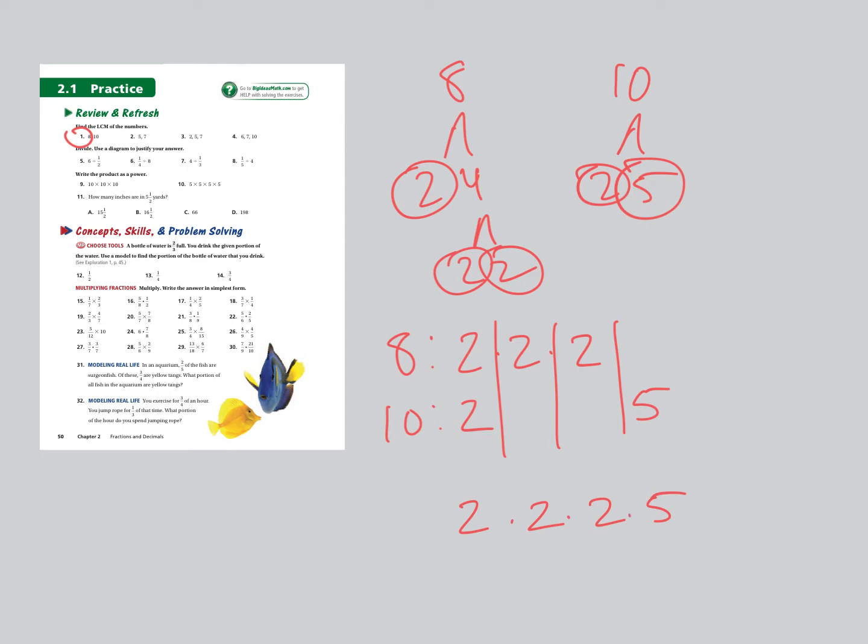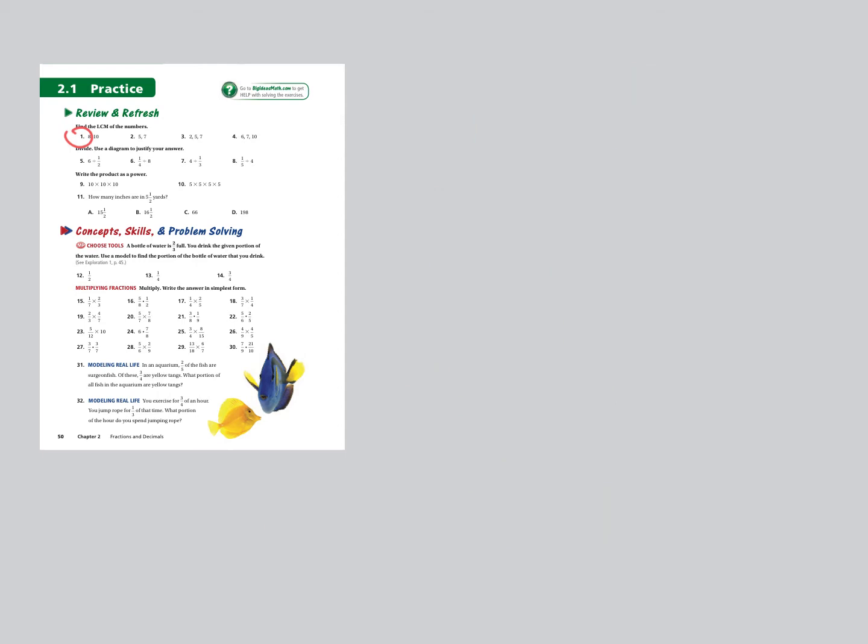So 2 times 2 times 2 times 5, that's 4, 4 times 2 is 8, 8 times 5 is 40. So the answer to number 1 should be 40. All right, let's erase this. Number 2. The LCM of 5 and 7.